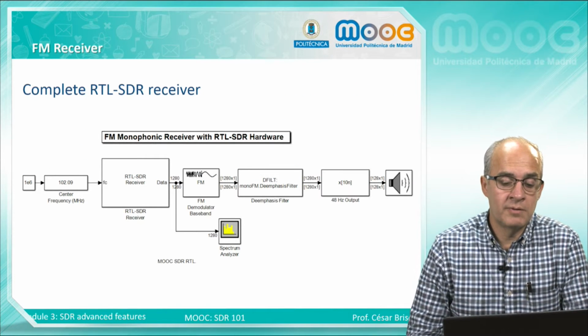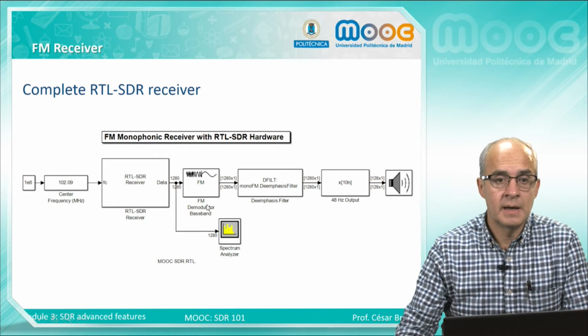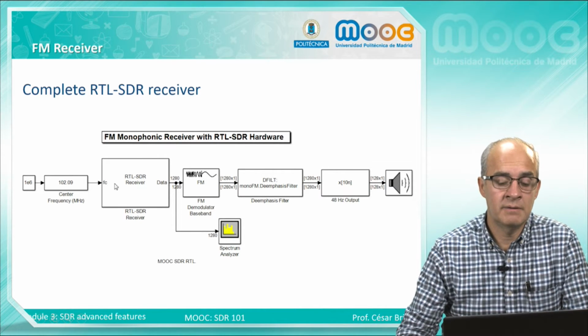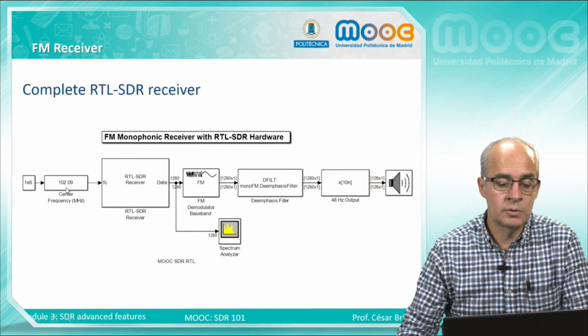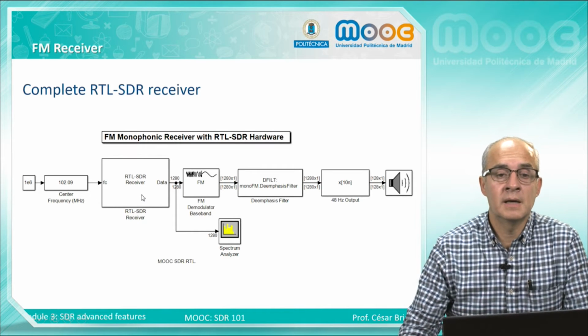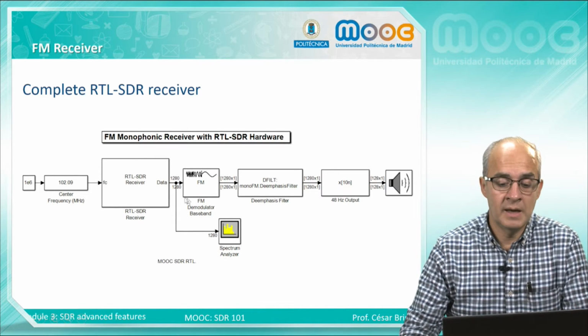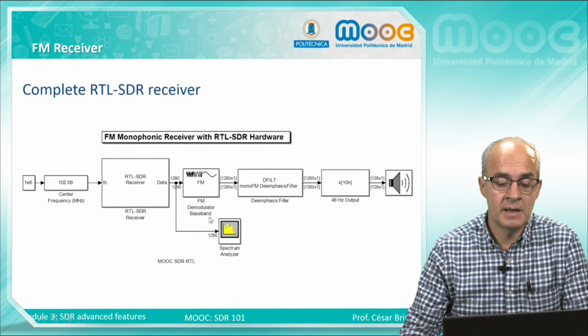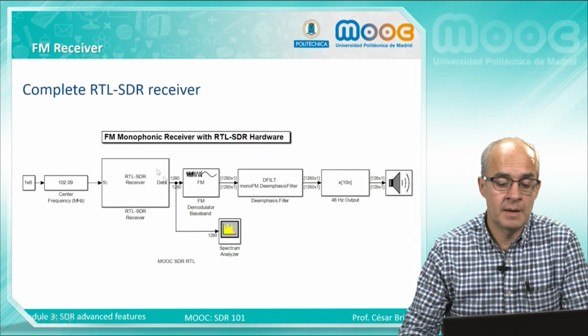This is an example of a complete RTL SDR receiver. The complete receiver has here the radio software module with all its parameters, and here we have put a control to input the center frequency, the receiving center frequency. This is very helpful for tuning the desired broadcasting transmission. Then we have put the FM demodulator, baseband FM demodulator. Simulink also has a passband demodulator, but here RTL SDR gives a baseband output.